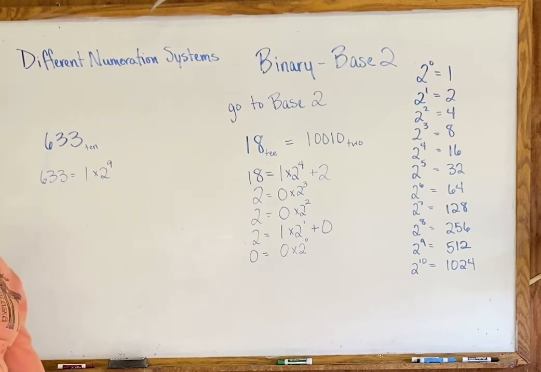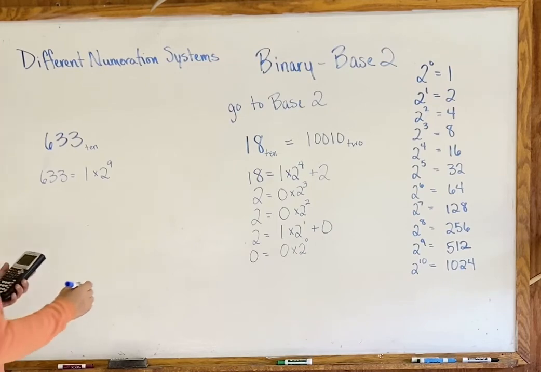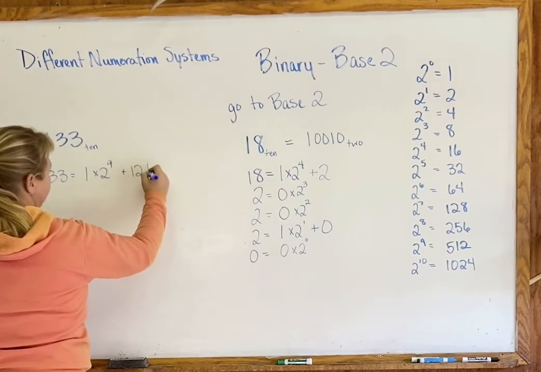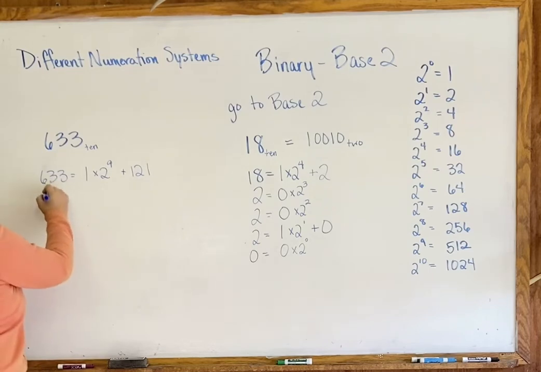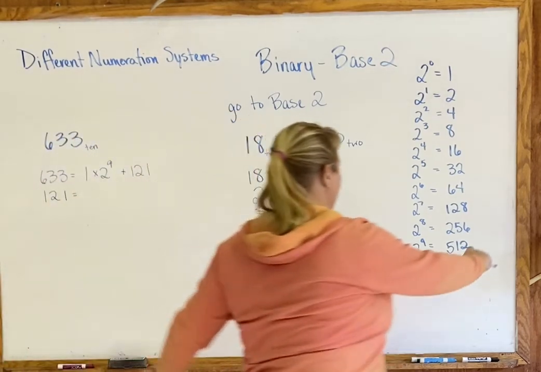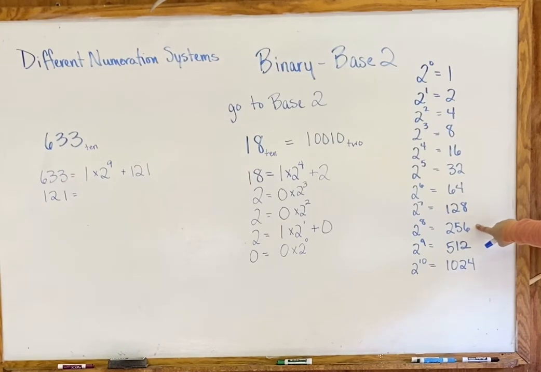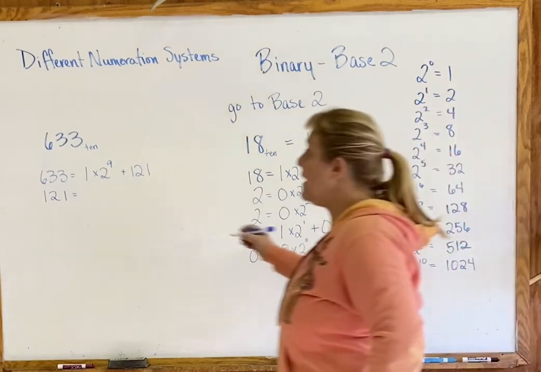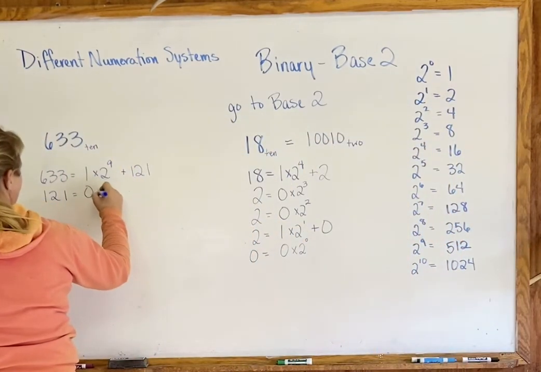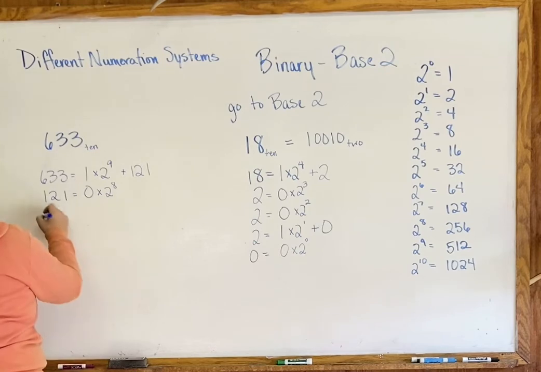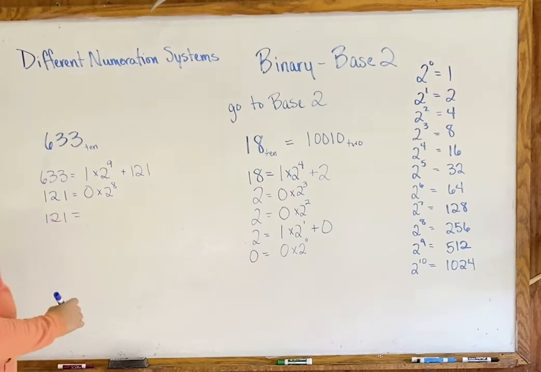But what we need to do is figure out what the remainder is. So if you take 512 away from 633, we end up with 121. So we put 121 over here. Now remember though, we have to cycle through. So the next guy down would be the 2 to the 8th. But are there any 256s in there? This is too big, isn't it? So it doesn't mean we skip it. It means we write 0 times 2 to the 8th. And then we write 121 again.